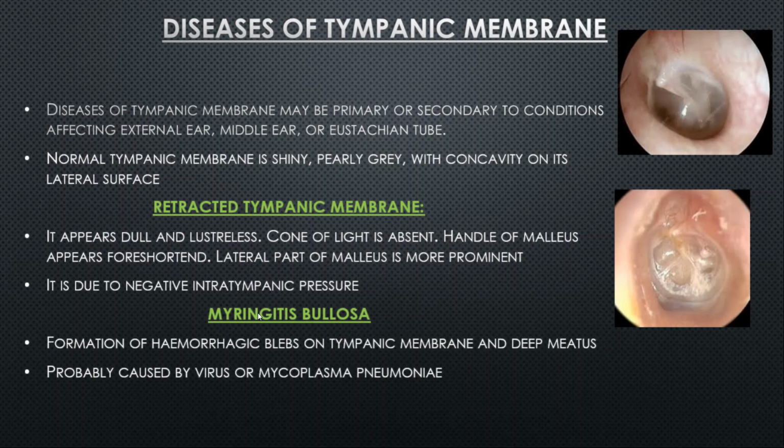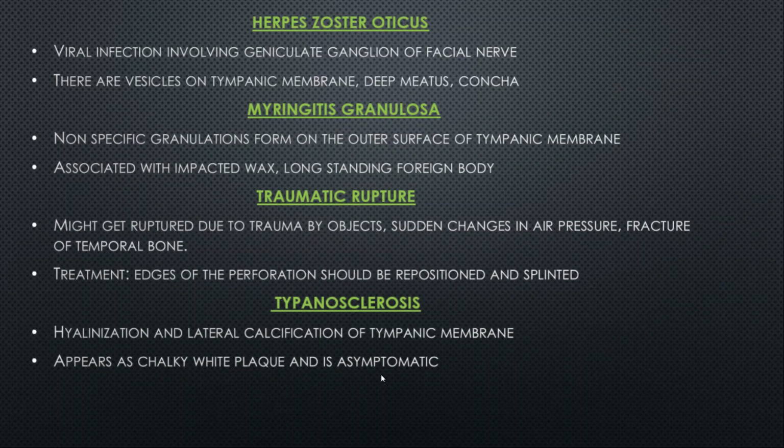Myringitis bullosa, it is formation of hemorrhagic blebs on the tympanic membrane and deep meatus. It is probably caused by a virus or Mycoplasma pneumoniae. Herpes zoster oticus, a viral infection involving the geniculate ganglion of the facial nerve. There are vesicles on the tympanic membrane, deep meatus and concha.